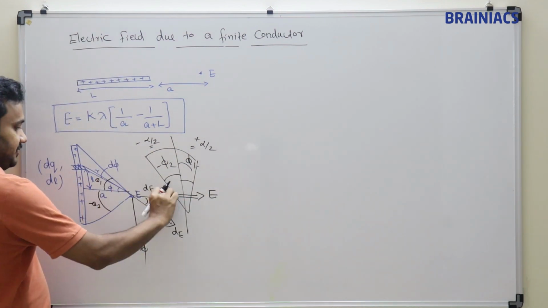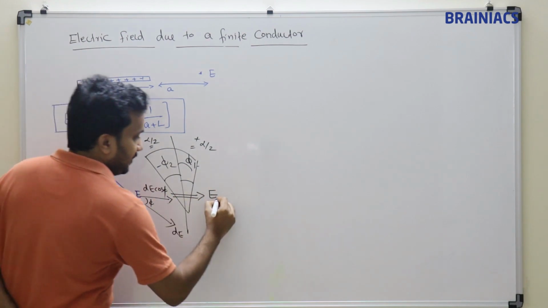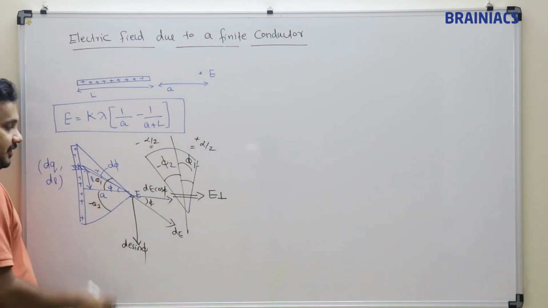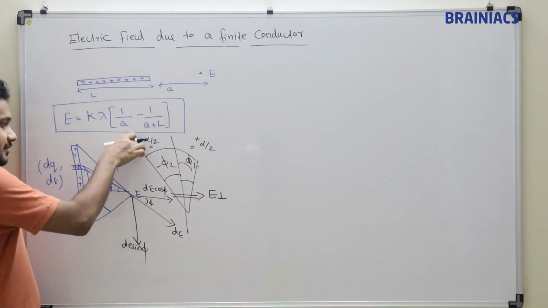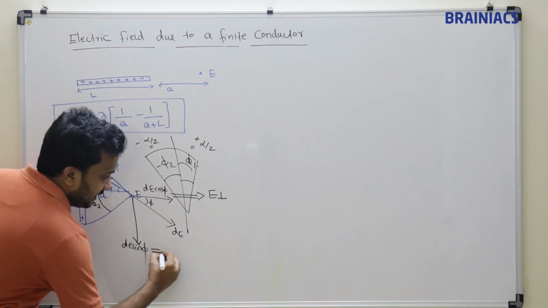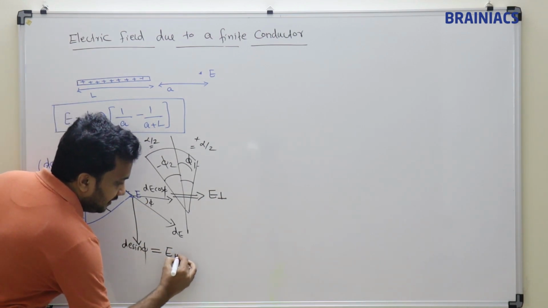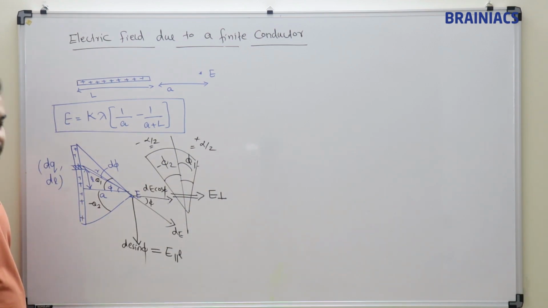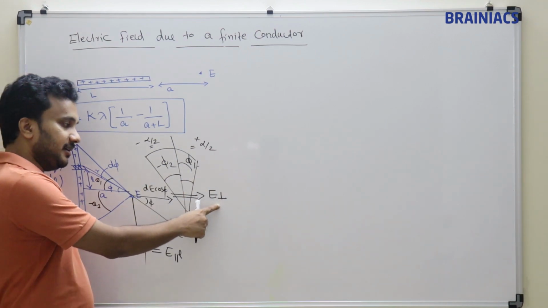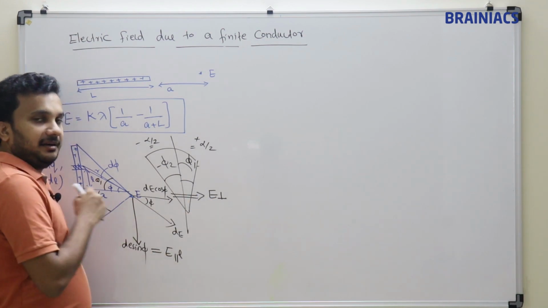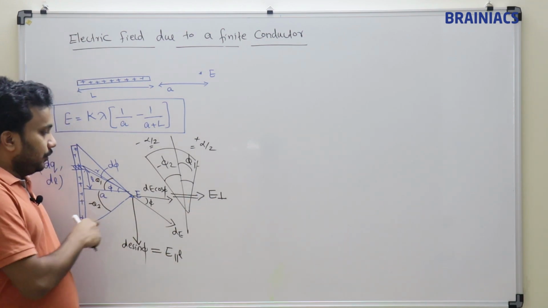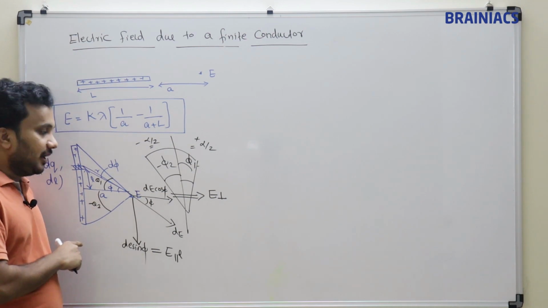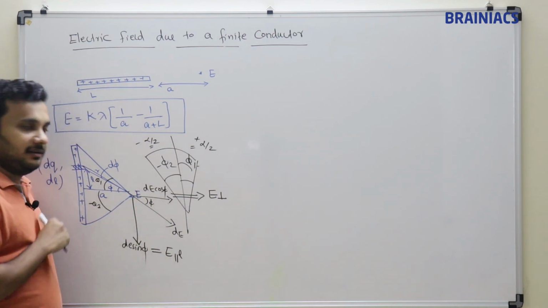This is perpendicular to the conductor. So this is a perpendicular electric field, this is the conductor, and this is another electric field. This I can say is a parallel electric field, and this I can say is a perpendicular electric field. So we have two things here, perpendicular and parallel. Now, we have to calculate two electric fields, the perpendicular and the parallel electric field.